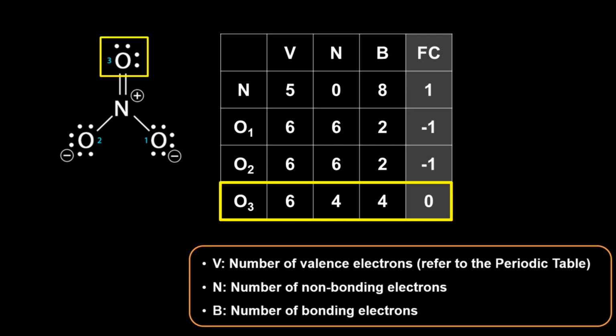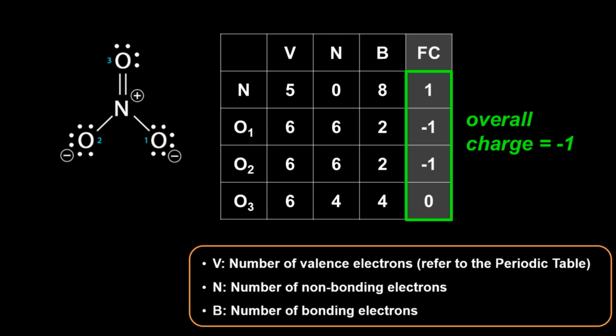The double-bonded oxygen also starts with 6 valence electrons. In this case, it has 4 non-bonding electrons. That's 2 lone pairs, and it's involved in a double bond, which means it shares 4 bonding electrons. Since it owns all 4 of its non-bonding electrons, plus half of the 4 shared ones, that's 2 more, it effectively owns 6 electrons. So 6 minus 6 gives us a formal charge of 0.